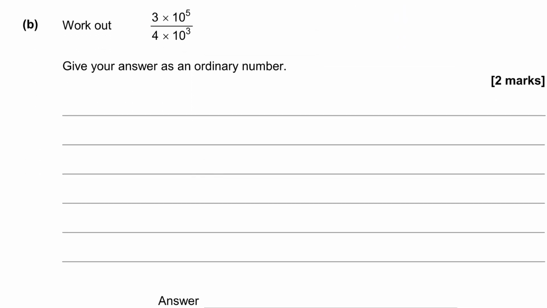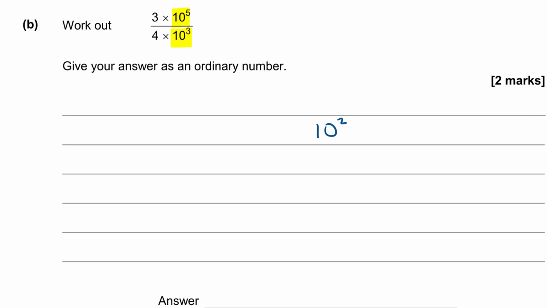Work out 3 times 10 to the 5 divided by 4 times 10 to the 3. Okay, so when you're doing multiplication or division with numbers in standard form, multiply like with like, divide like with like. So let's do the easy bit first. 10 to the 5 divided by 10 to the 3. Got two numbers with the same base, so we just subtract the indices. So that is going to give me 10 to the power of 5 subtract 3, which is 2.